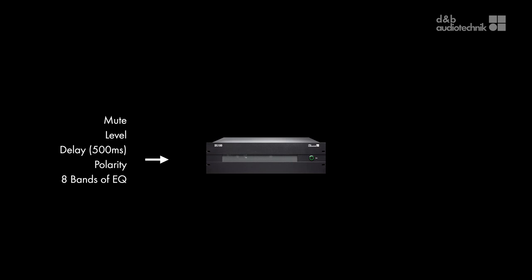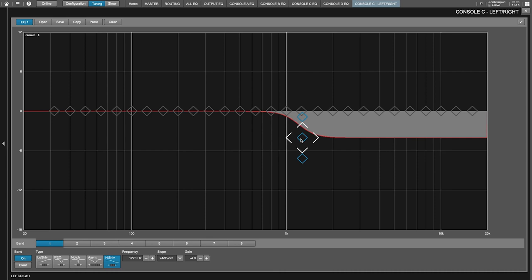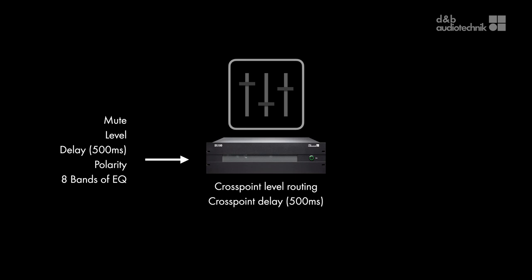The EQ bands can be used as 4 different types of filters: parametric, notch with adjustable Q, high or low shelf with adjustable slope, and even the less common asymmetric filter. Each input can then be routed to any output with variable level and variable delay. The output processing mirrors the input processing, except with twice as many EQ bands.